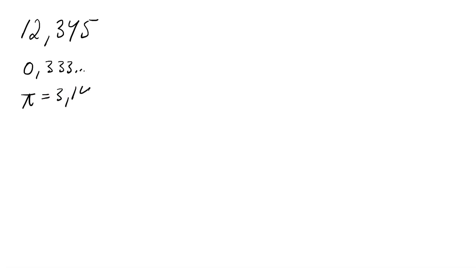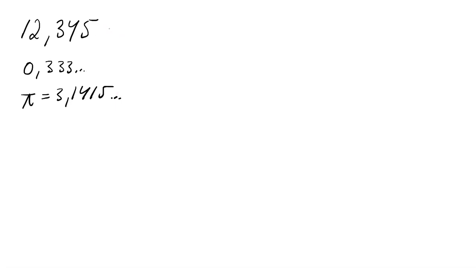A decimal number is, for example, a number of the form 12.345 or 0.333, and also, for example, pi. It's 3.1415, with infinitely many decimals.